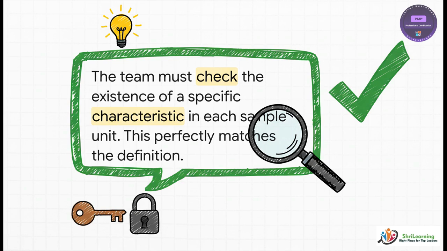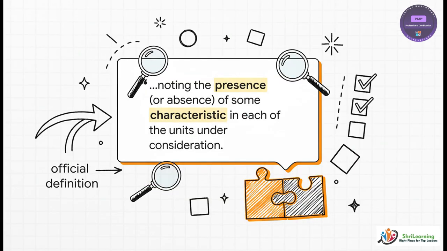The team needs to check the existence of a specific characteristic in each sample unit. I mean, it's direct, it's about a hands-on quality inspection, and it fits our definition to a T. And here, this is the final confirmation, the aha moment. Just look at how the wording in answer C directly mirrors the official definition. Check the existence of a specific characteristic. It's just another way of saying noting the presence or absence of some characteristic. It is a perfect match.